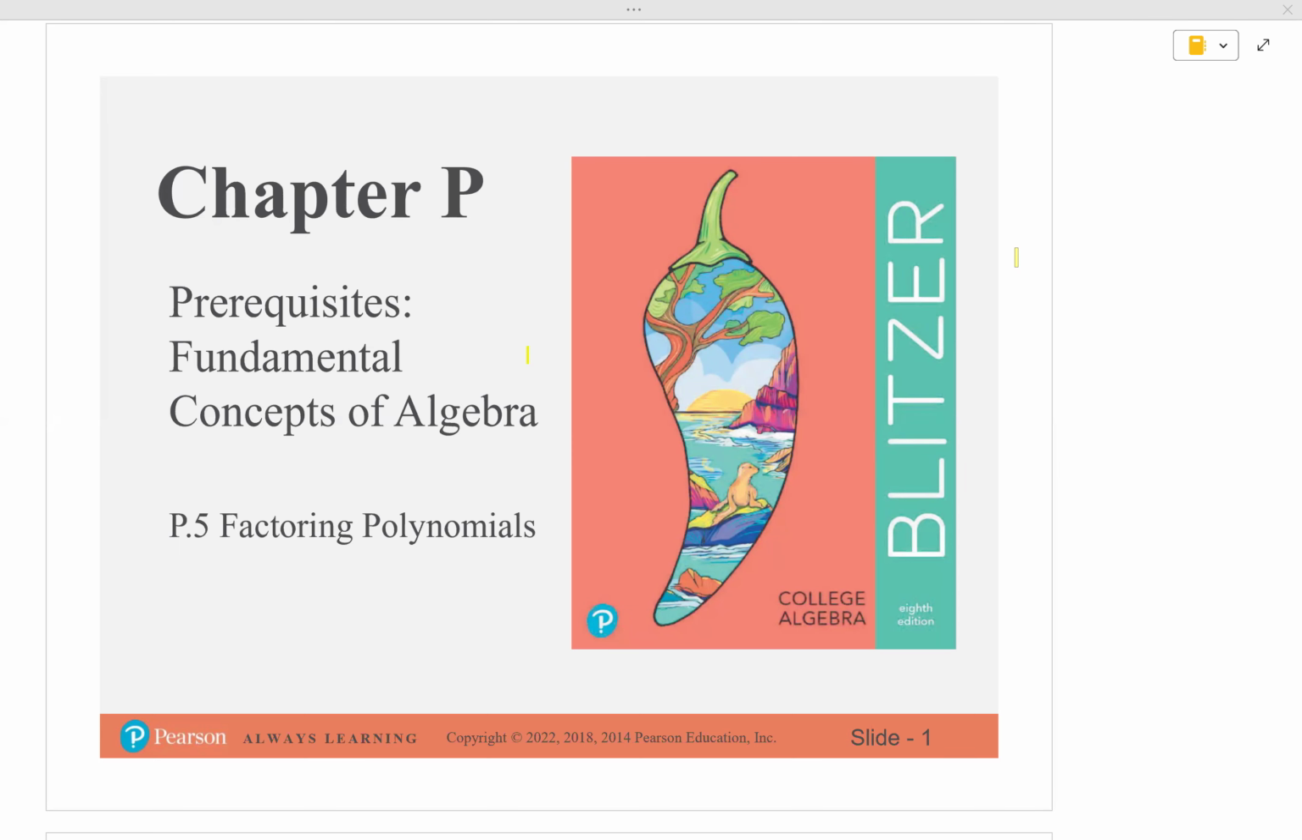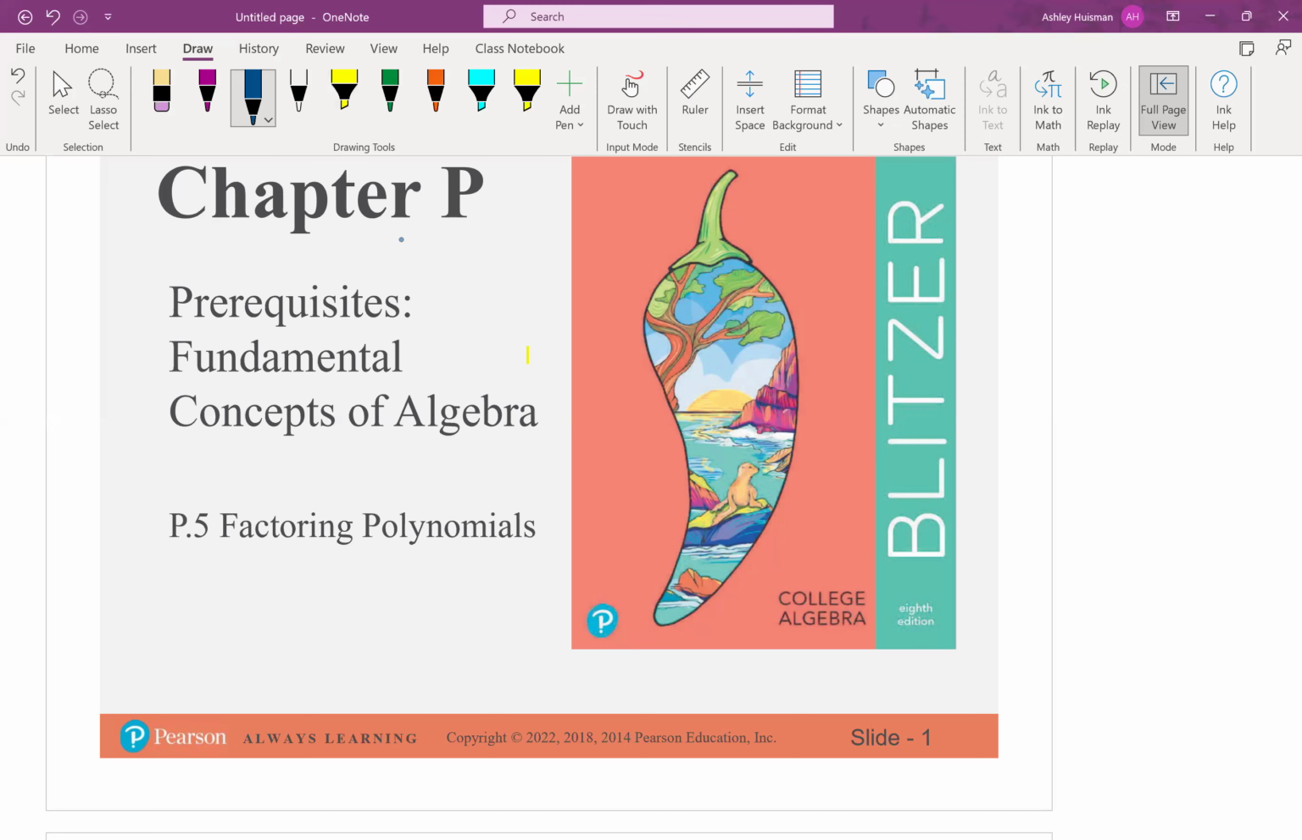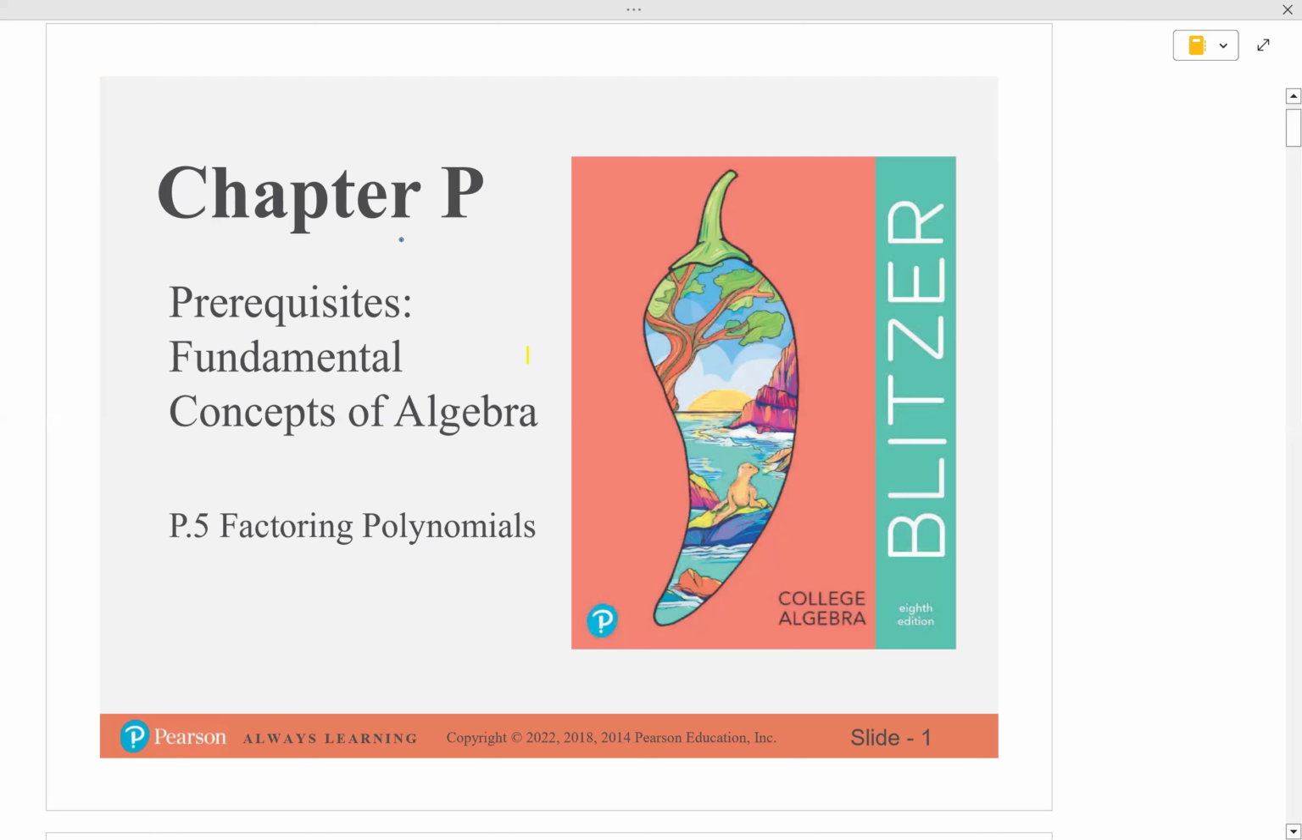All right, hopefully you made it through the homework for section P4. Now we're on P5. It maybe seems a little frustrating when you hear about it, but in this section, we're going to try to learn how to do the opposite of what we did in the last section.